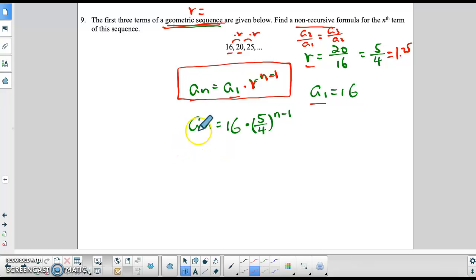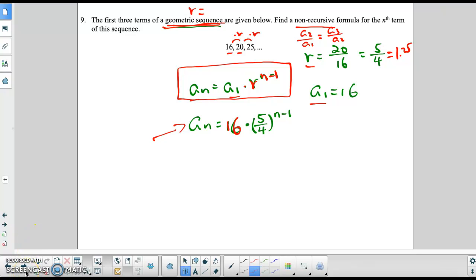Okay, now when you have everything, you're going to assemble them together. a_1, you replace it with 16, and r you replace with 5/4, and then just leave n alone, because that is what the formula is supposed to be. You do have the variable input and output. That means whenever you give me n, I will give you a_n, okay? All right, so that is for question 9.